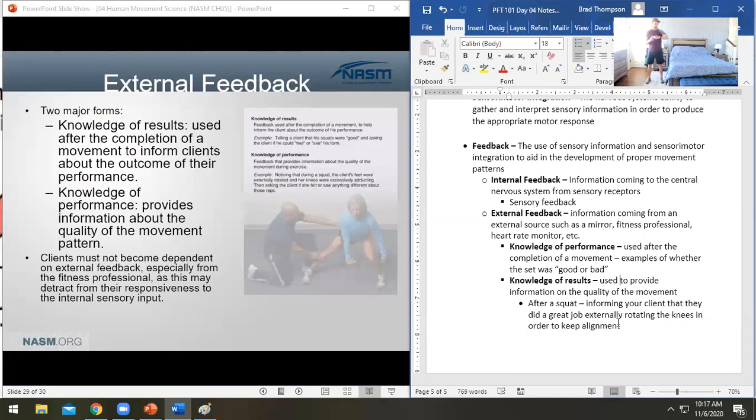So knowledge of performance would say, good job. Knowledge of results would say, I love how your knees track over your second and third toe. It's almost like knowledge of performance is the what, and knowledge of results is the why, if you want to think of it like that. That's how I kind of think of it in my head.